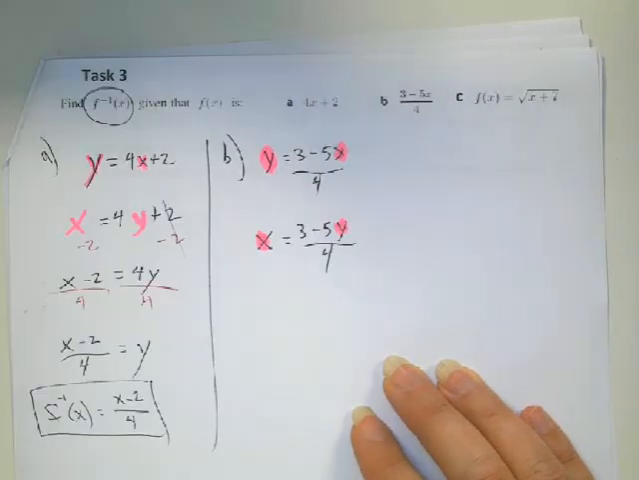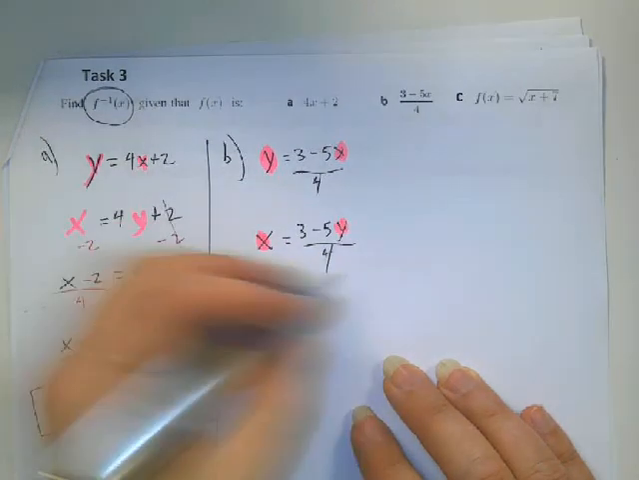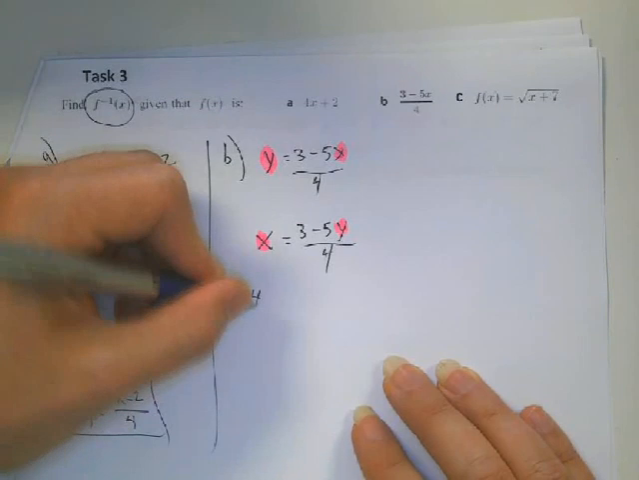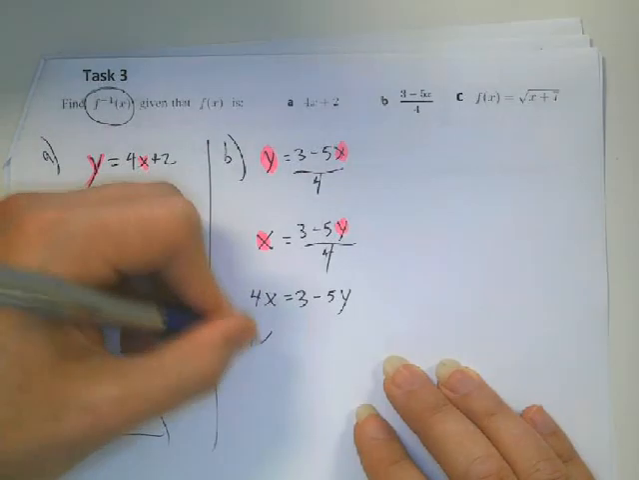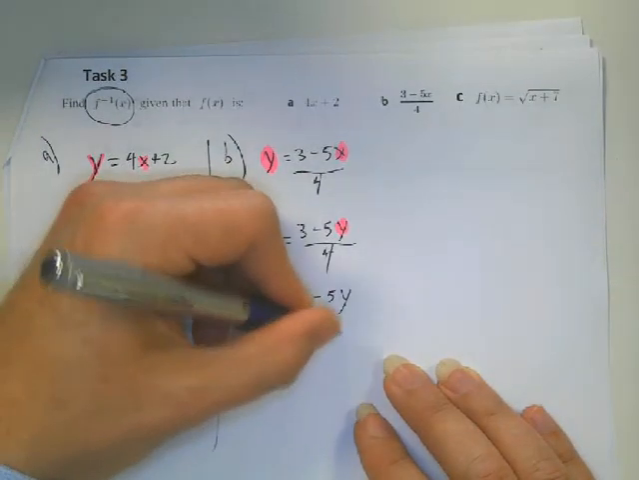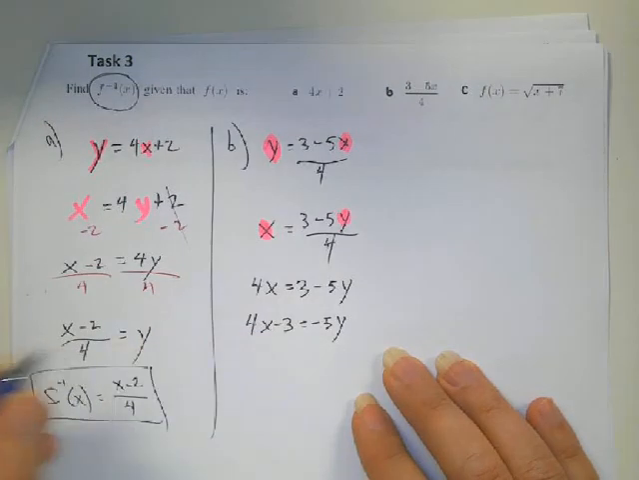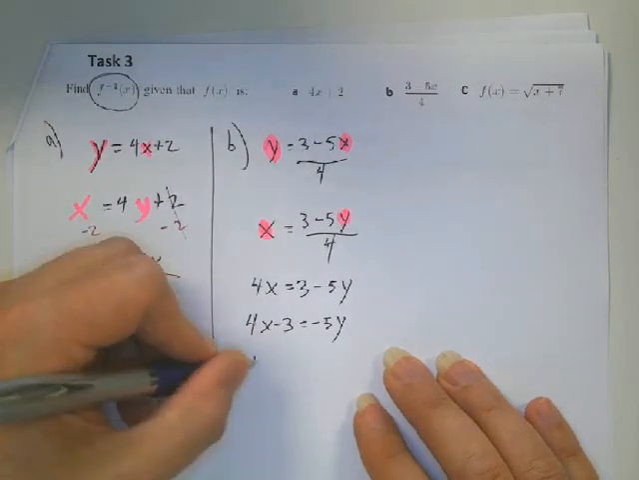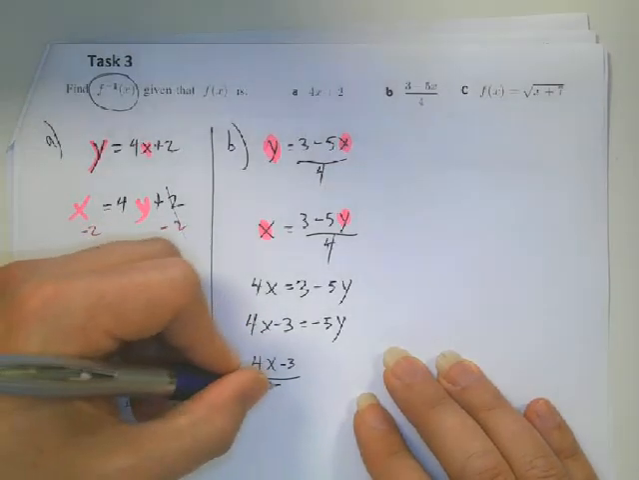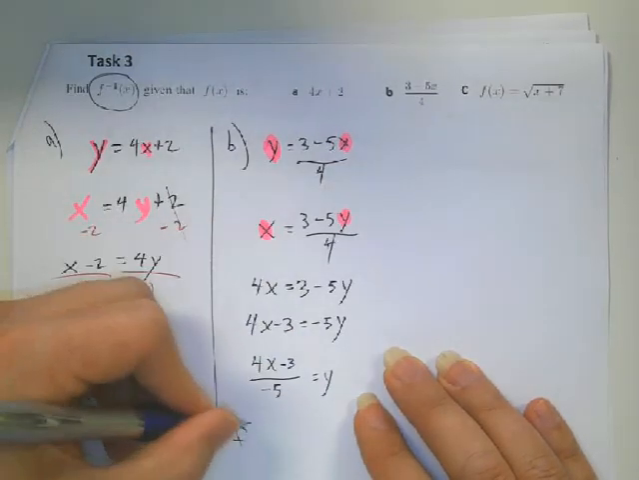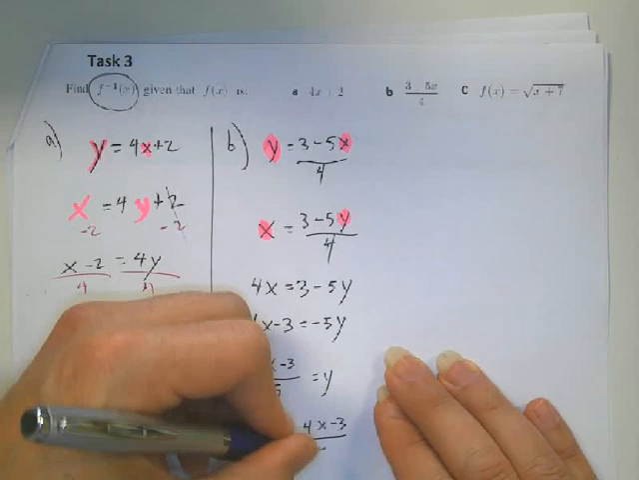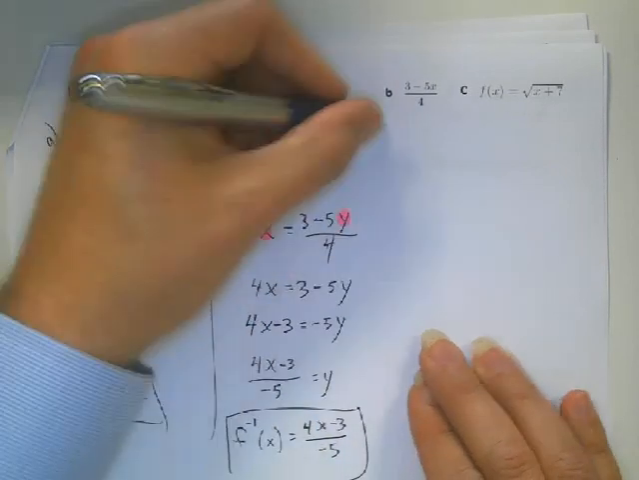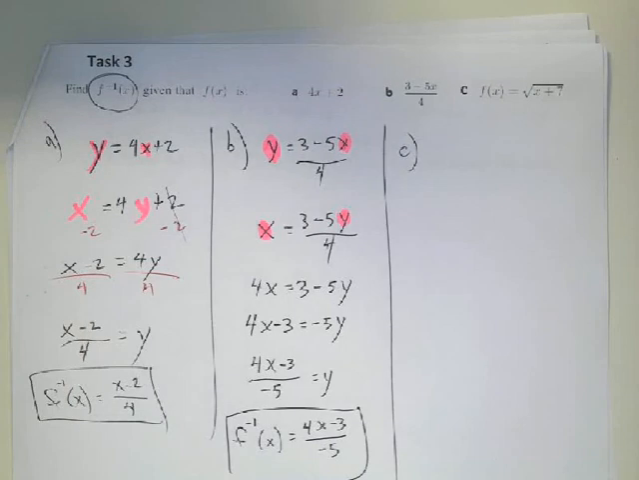I turned the y into an x and x into a y, and so we're going to solve for y. So I multiply 4 on both sides. 4x equals 3 minus 5y. Subtract 3 on both sides. 4x minus 3 equals negative 5y. And then I can divide both sides by negative 5. And then I have 4x minus 3 over negative 5 equals y. So my inverse function is 4x minus 3 over negative 5. As I said before, if I went too fast, hit rewind, go back, and listen to it again.